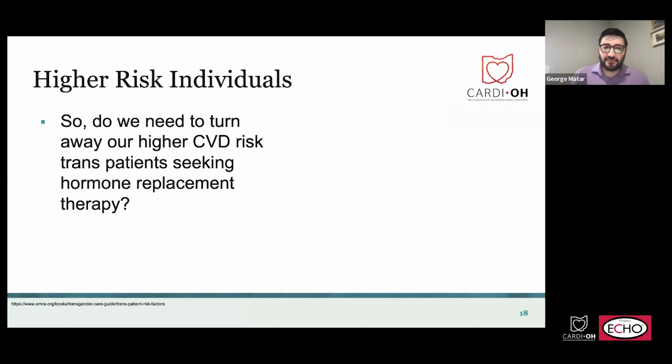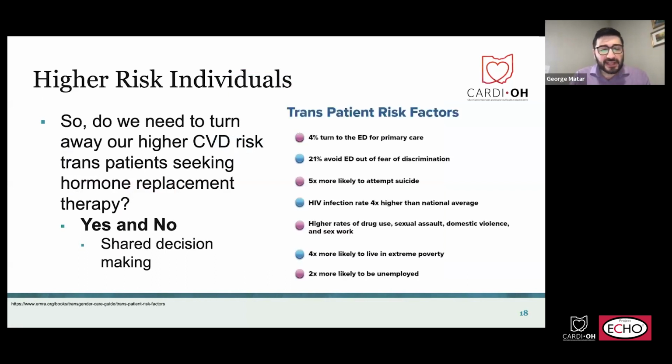So with this information, do we need to turn away our higher cardiovascular disease risk trans patients who are seeking hormone replacement therapy? Well, it's a hard question to answer, yes and no. It's really a shared decision-making process. So why is that? That's because our trans patient population have other risk factors that we really need to worry about other than what we see from the hormone replacement therapy.